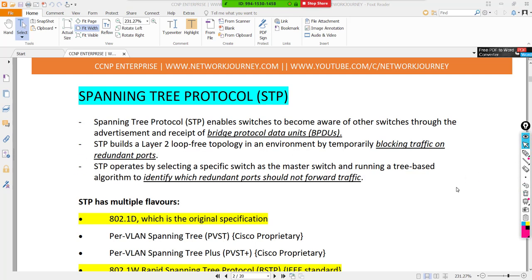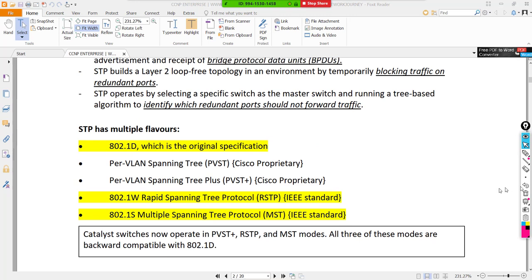Okay, now let's check what are the different STP flavors that we have in the industry. This is one of the legacy STP protocols, which is defined as 802.1D. It's also called STP. This was announced in the 1980s, way back.